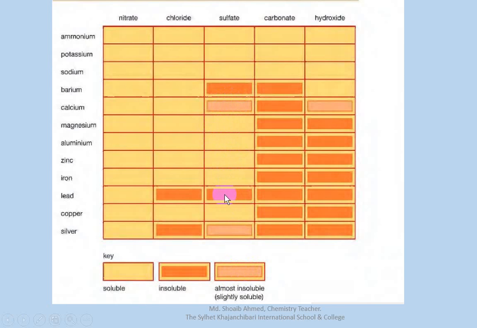Now lead sulfate is insoluble. Look, all lead salts are insoluble except nitrate. If you find any lead salt, it is insoluble except nitrate. All lead chloride, lead sulfate, lead carbonate, lead hydroxide are insoluble except nitrate. Now sulfates: iron sulfate soluble, lead sulfate insoluble, copper sulfate soluble, silver sulfate slightly soluble.